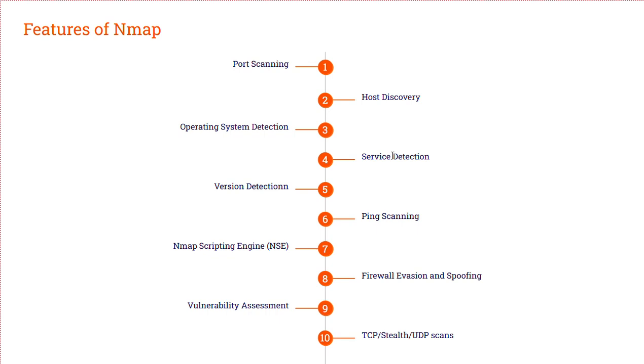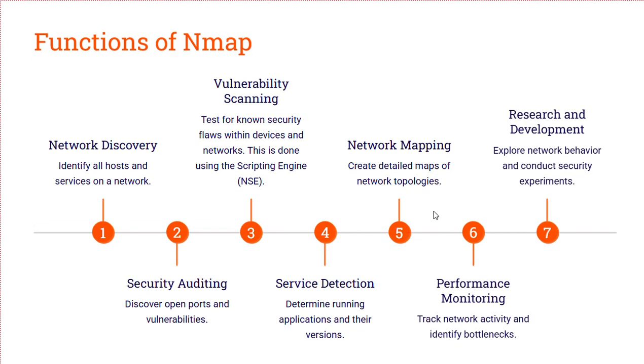So you use Nmap to perform different scans. There are a lot of scans you can use Nmap to execute, and eventually we will be having much of those practicals. So what are the functions? If you understand clearly the features of Nmap, the functionalities shouldn't be difficult for you to pinpoint or to grasp. So we have network discovery, security auditing, vulnerability scanning, service detection, network mapping, performance monitoring, right?